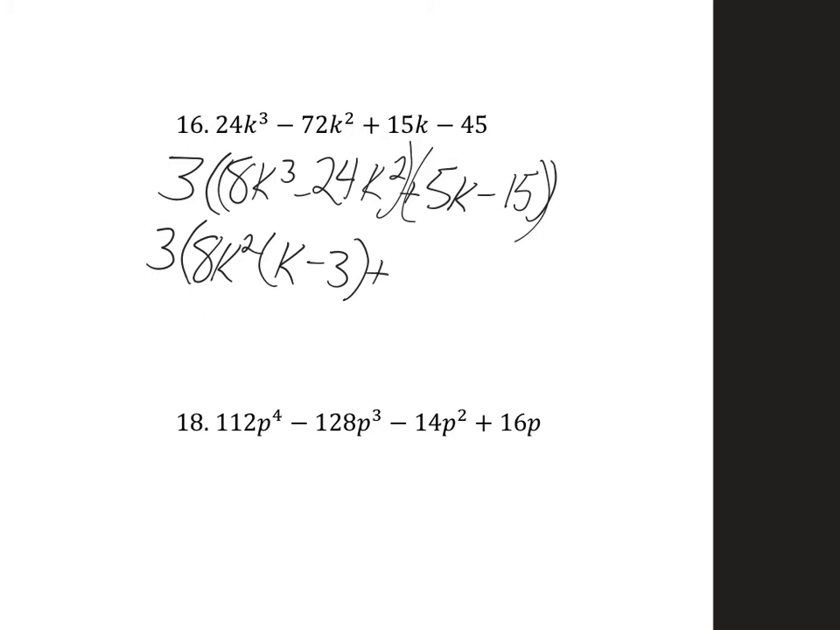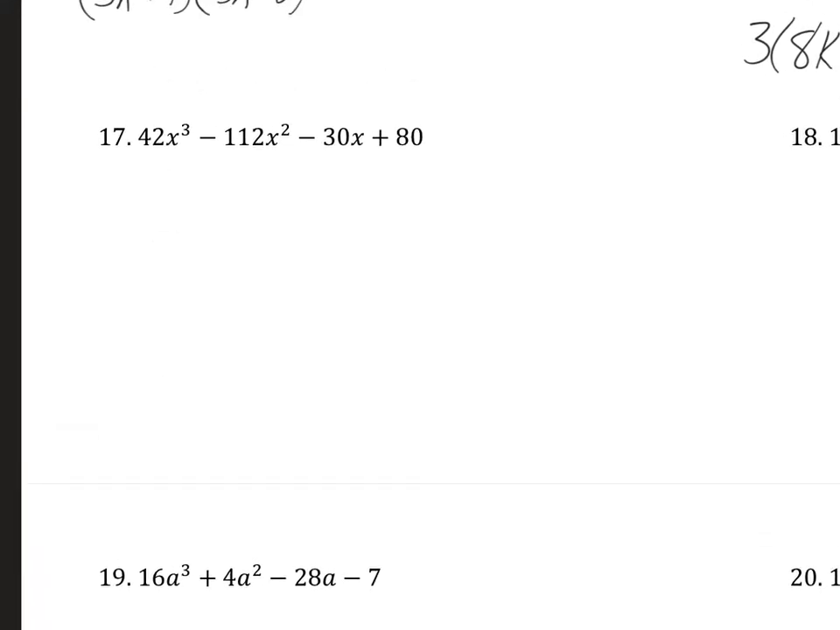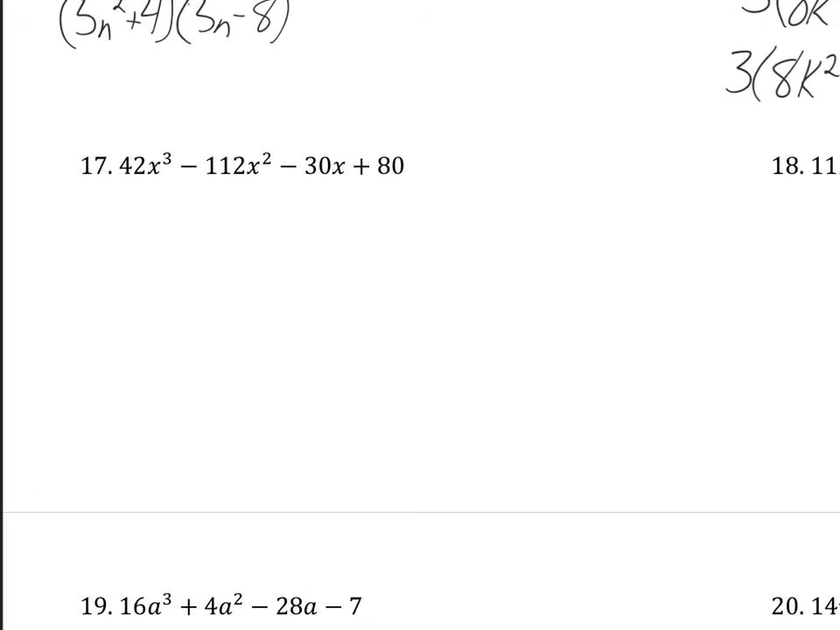Plus, what can I pull out of this? So I have 5k. I want it to look like a plain k. So I can pull out a 5. So that's going to leave me with k minus 15 divided by 5 is 3. Okay, so now we're just finishing this up. Everything out in front, so 8k squared plus 5. And then what was in the parentheses? K minus 3. All right. Go ahead and try the next one.